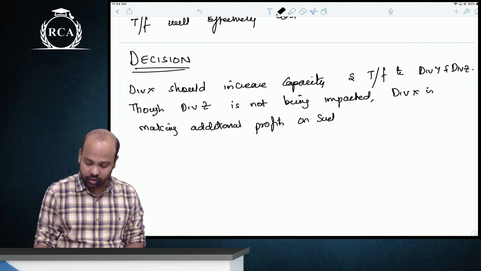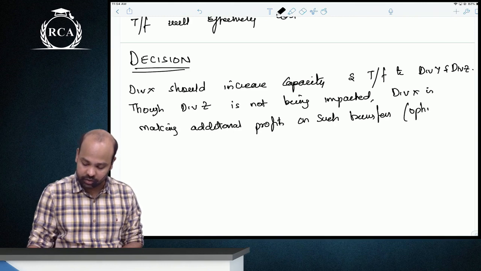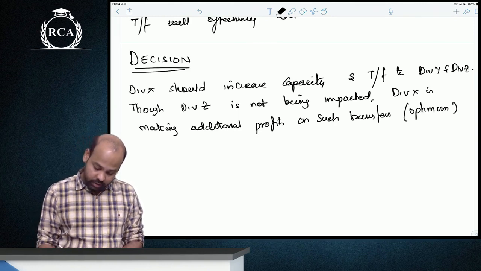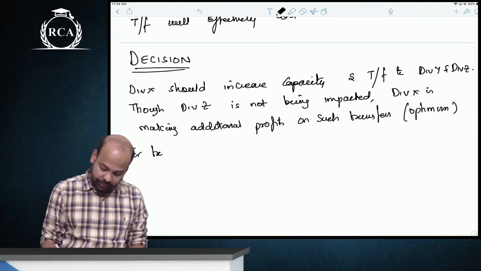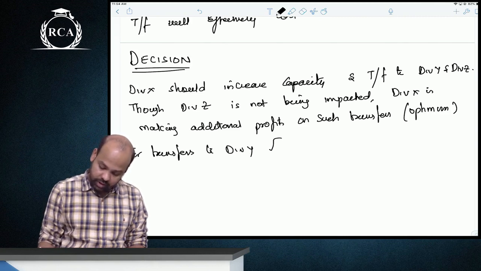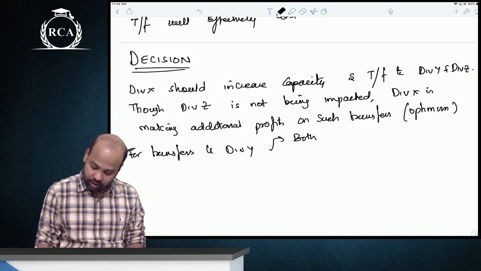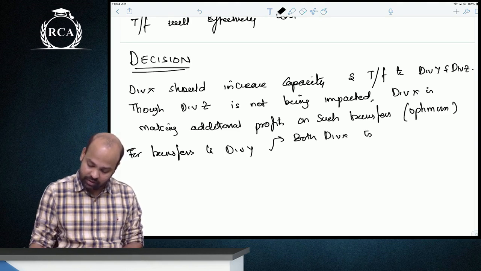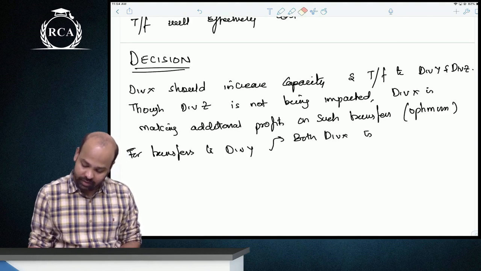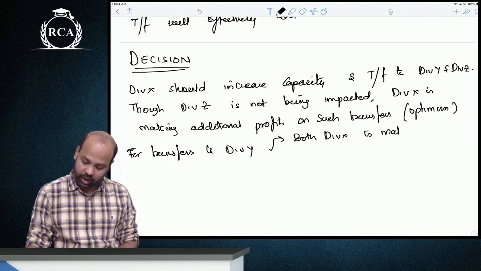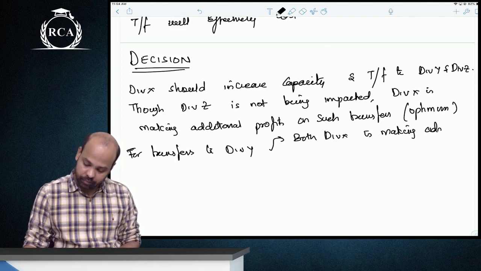Yes or no, sir? Yes. So isn't this optimal from the viewpoint of the company? Optimum decision. Likewise, beta, for transfers to division Y, division X is making additional profits.